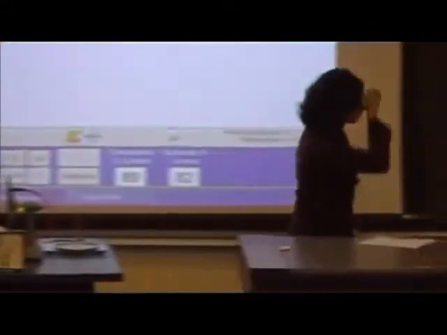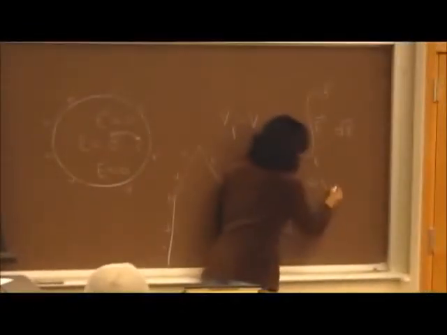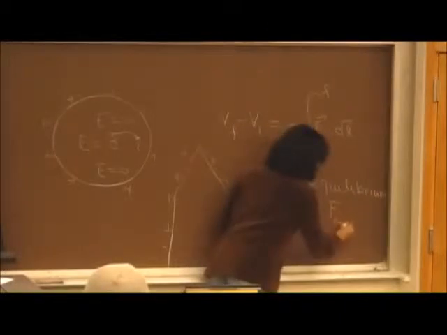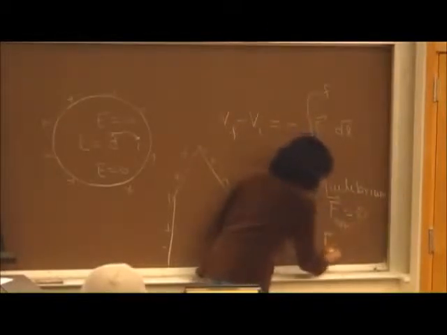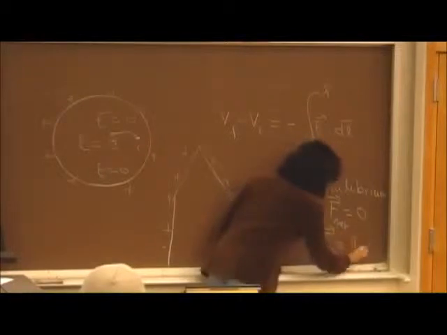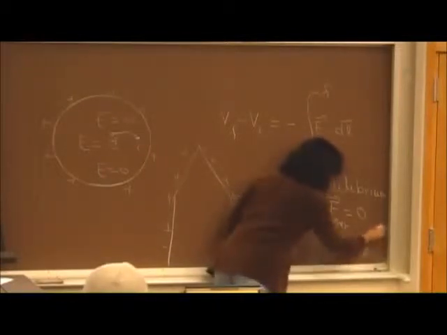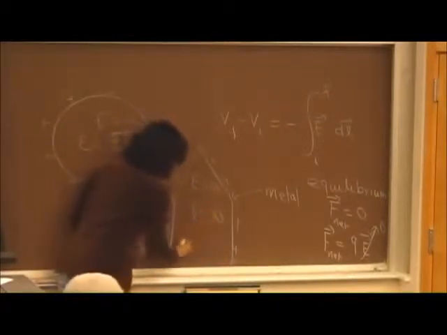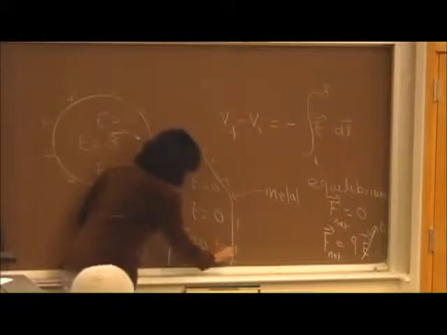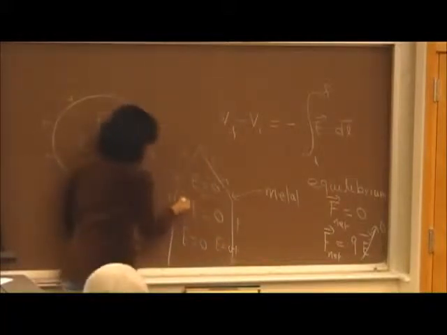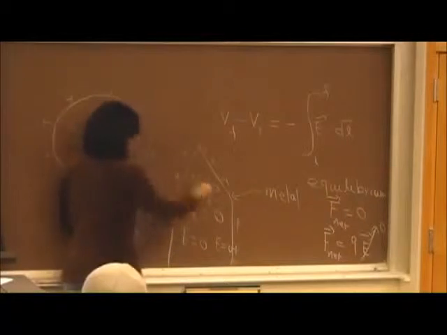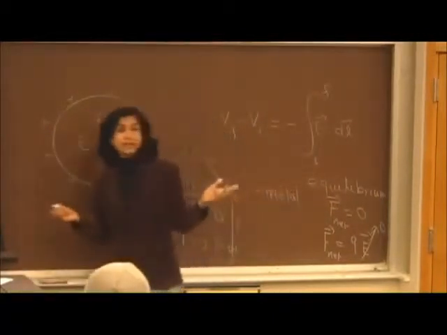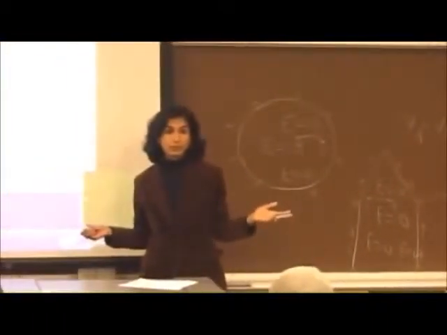So equilibrium would mean that net force is equal to 0, and since F net is equal to Q times E, it means E is 0. And that means, again, in equilibrium, the electric field everywhere inside should be 0. And again, if you go from any point to any point, suppose this is your initial and this is your final, there is no change in potential because the electric field is 0 everywhere, so this line integral will be 0, right?